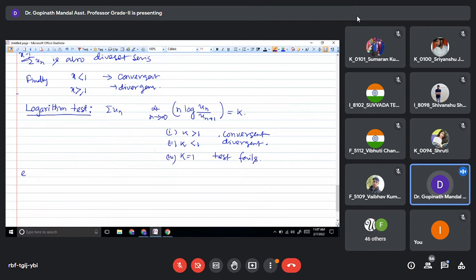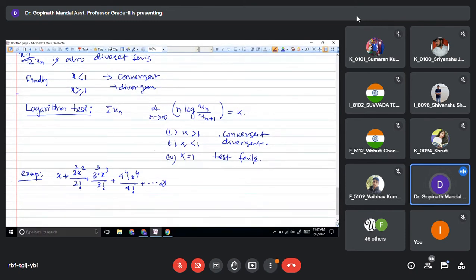Test the convergence. Example: test the convergence of the series x + 2²x²/2! + 3³x³/3! + 4⁴x⁴/4! up to infinity.